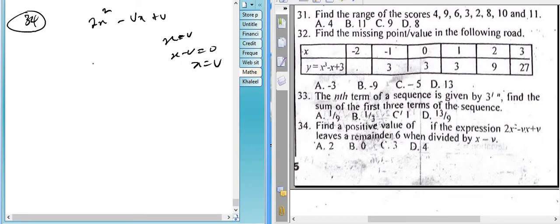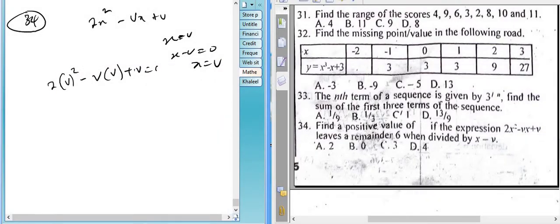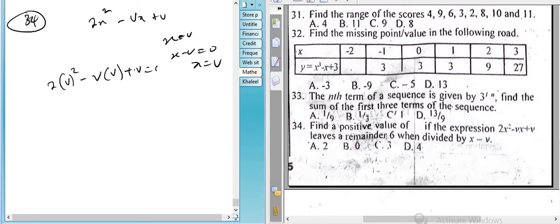So substituting the value of b in the original expression, it's going to be 2 times b squared minus b times b plus b is equal to 0. So to find the positive value of b, from here we can say 2b squared minus b squared plus b is equal to 0.